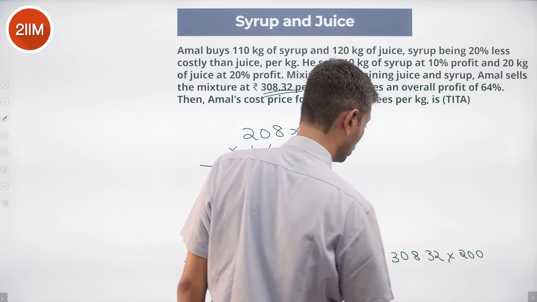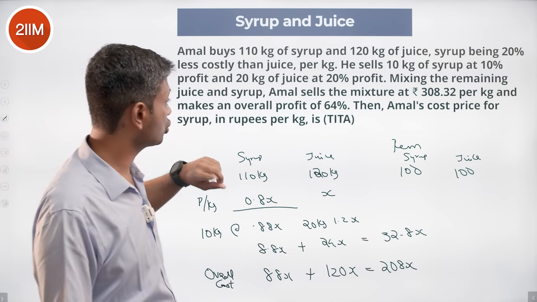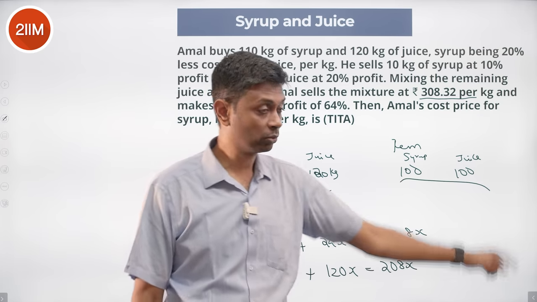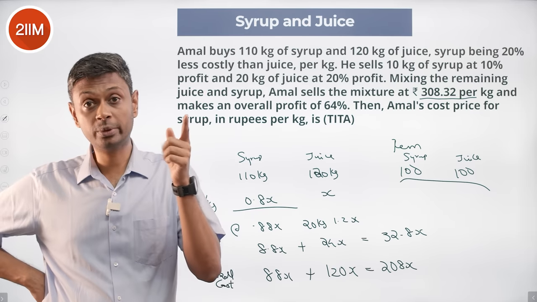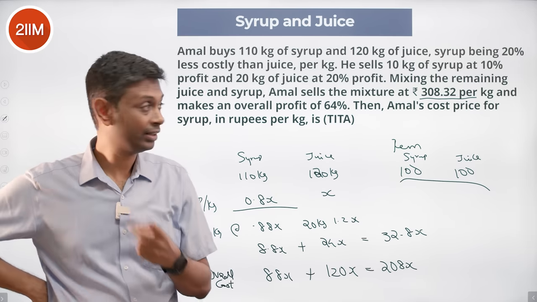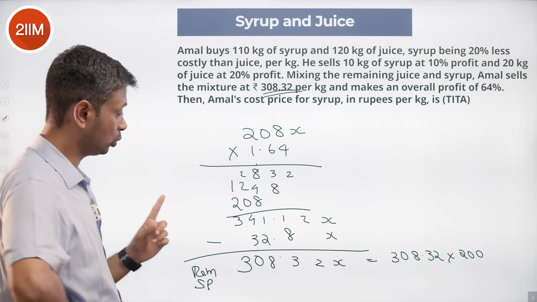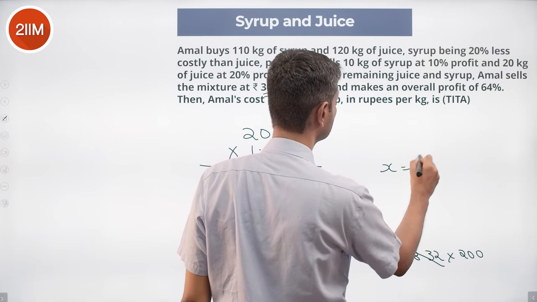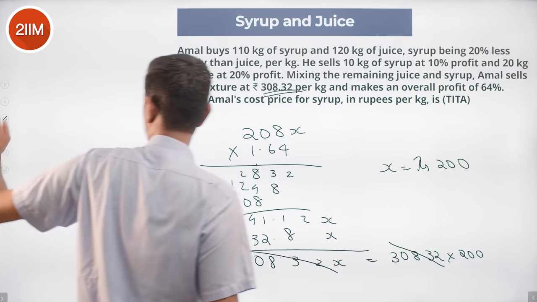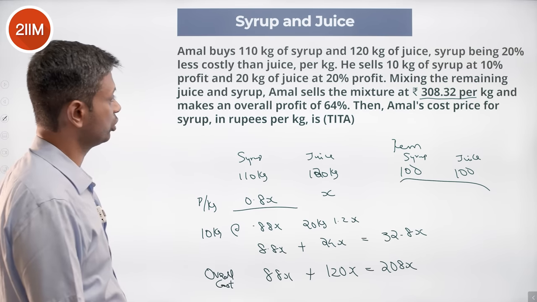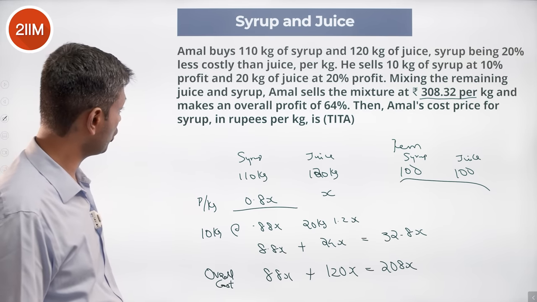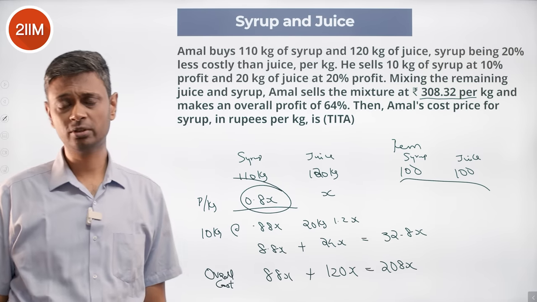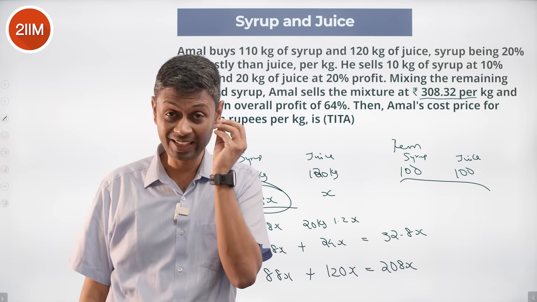into 200. Why 200? The selling price is 308.32 per kilogram. How many kilograms does he sell? 200 kilograms. Why? That's what is remaining. 100 plus 120, he sells off 30. He has 200 kilograms remaining. That much, 308.32 into 200 is 308.32x. Really glad to see this. X is 200, or the per kg cost of juice is 200x. Amal's cost price for syrup in rupees per kilogram is 0.8x. 0.8 into 200, 160. Pain in the neck question because it's so time consuming to be very careful with detail.